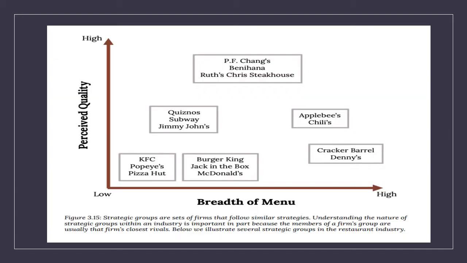So we can see here in the illustration the breadth of menu of a strategic group, or set of firms that follow similar strategies, wherein the lower portion is breadth of menu and the upper portion is perceived quality. Understanding the nature of the strategic groups within an industry is also important because the members of a firm's group are usually that firm's closest rivals.